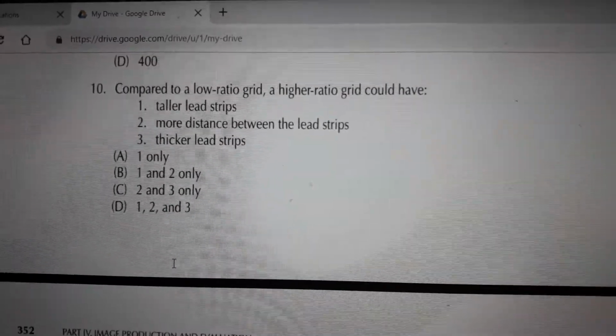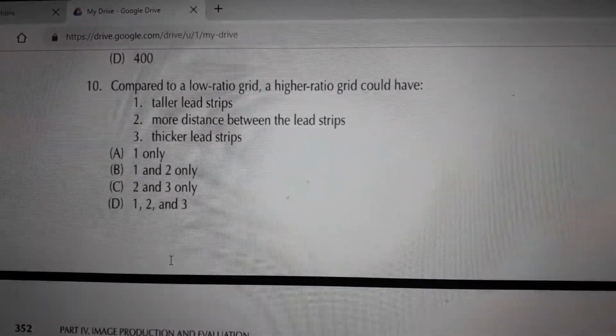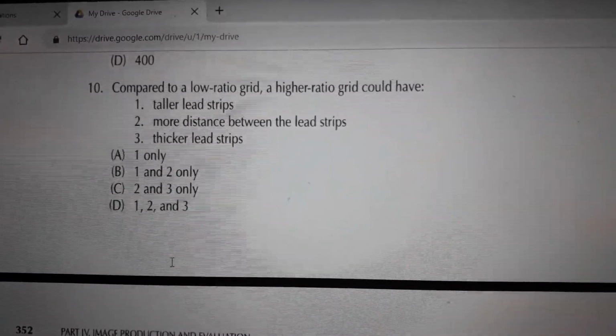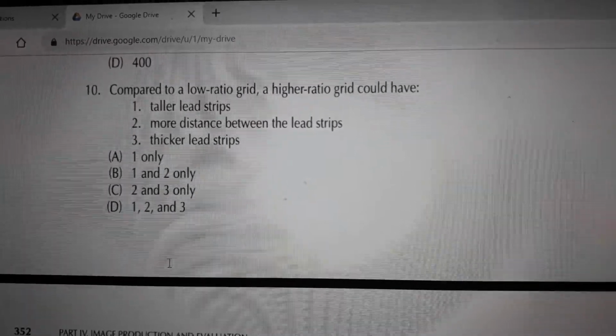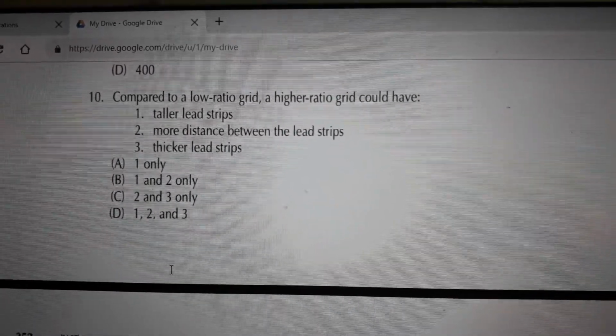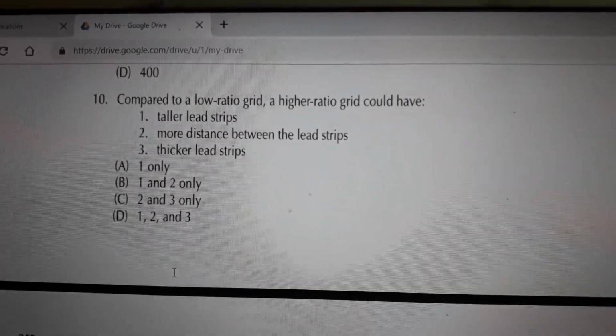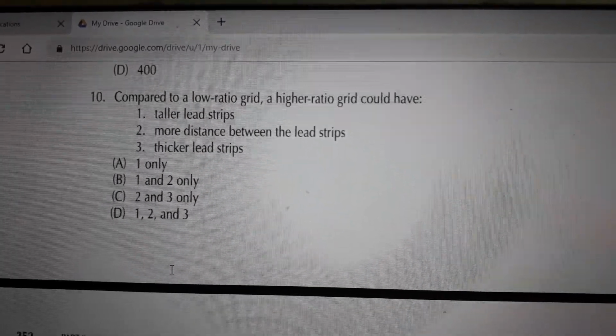Compared to a low ratio grid, a higher ratio grid would have taller lead strips. Answer is taller lead strips.